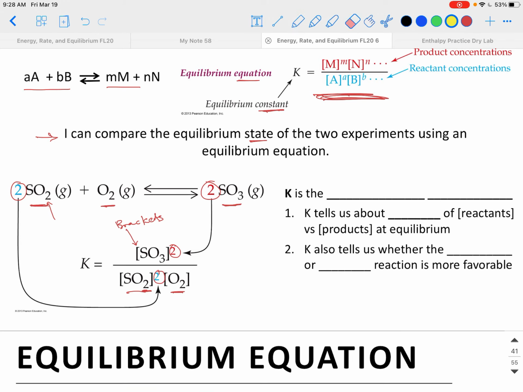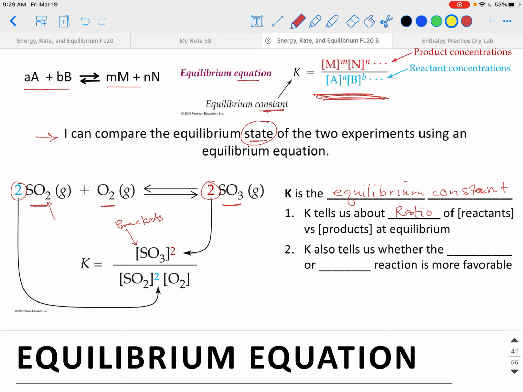All right, I'm going to erase all my scribbles so you can see this equation clearly. Okay, like we said, K is the equilibrium constant. And what does K tell us? We said it tells us about the state at equilibrium. What the heck does that mean? K tells us about the ratio of reactants versus products at equilibrium.